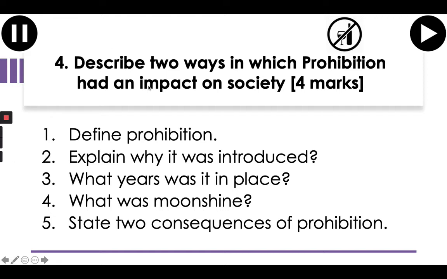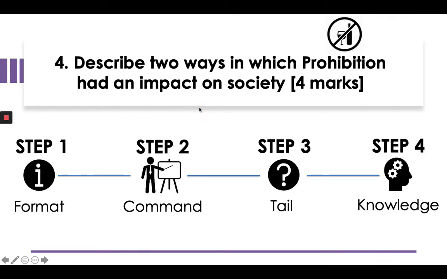So let's go on to a recap then of the way that you answer any questions and your 4 steps. Hopefully you remember this and you can spot how each step marries up with the question, which we've got as: describe 2 ways in which prohibition had an impact on society.